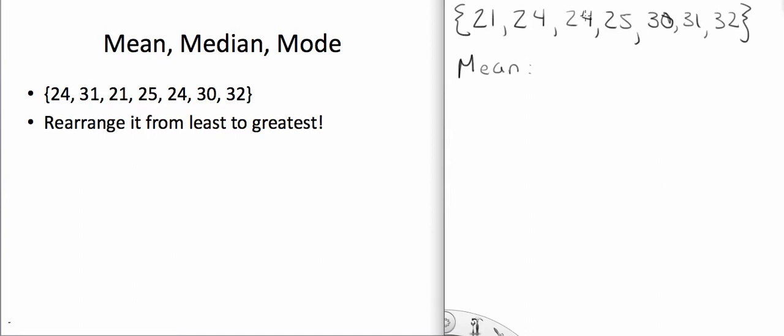So that means we add up these 7 numbers together and we divide them by 7. Since there's 7 numbers, that's what we divide by. If there was only 6 numbers, we'd divide by 6. When we add these numbers up, we get 187.